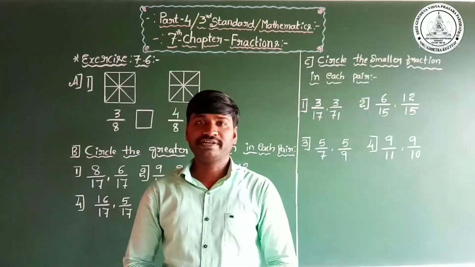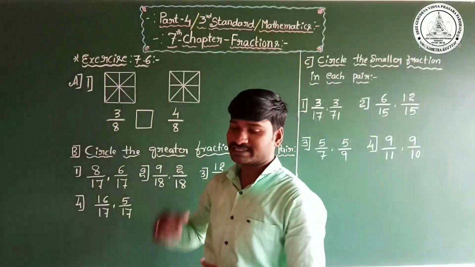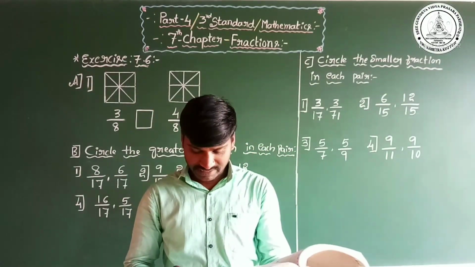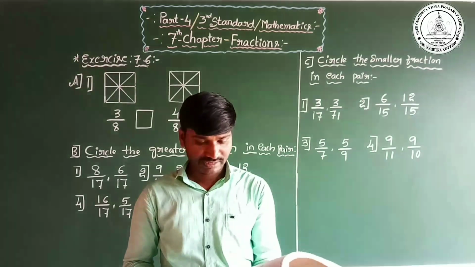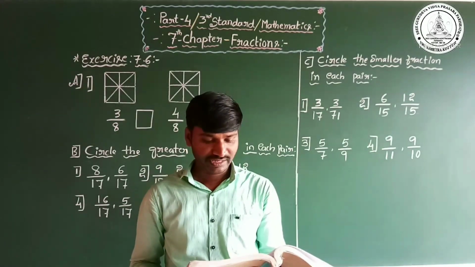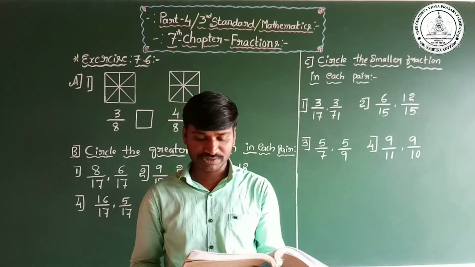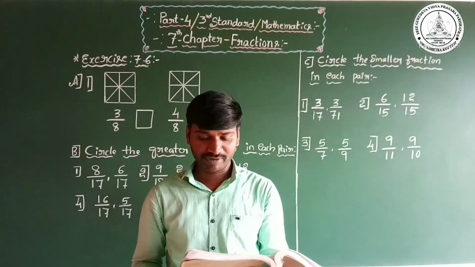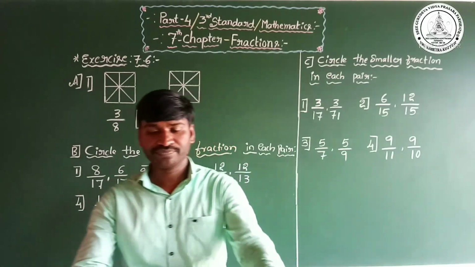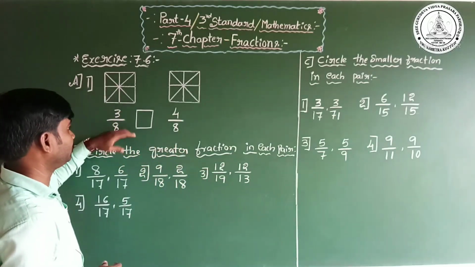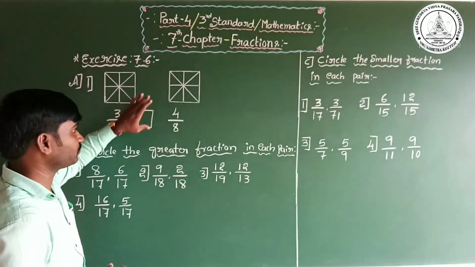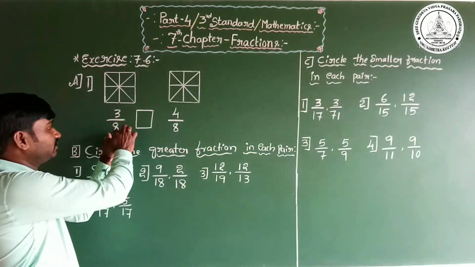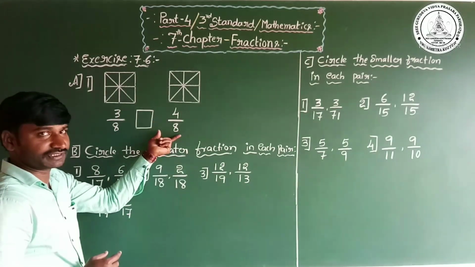Yes. Okay, dear students, shall we move to exercise 7.6? A main. What is A main? Observe, all of you, page number 177. Dear student, the A main question is: shade the correct number of parts to represent the fraction written below each figure. Then compare both the fractions. Here 2 fractions are there, and here 2 figures are there. In these 2 figures we need to shade how many parts? The given fraction is 3 by 8, the next 4 by 8.